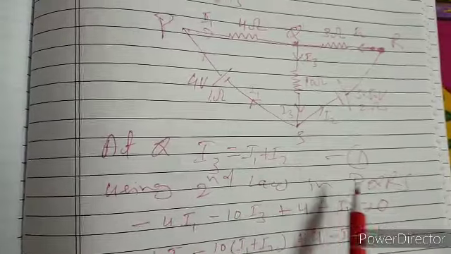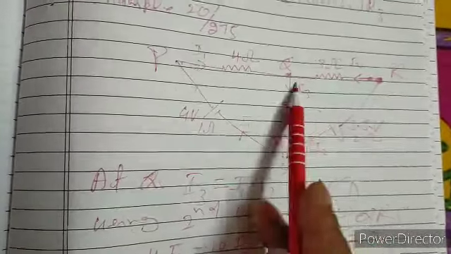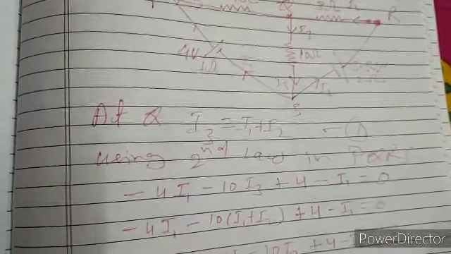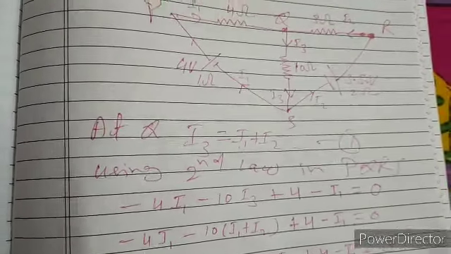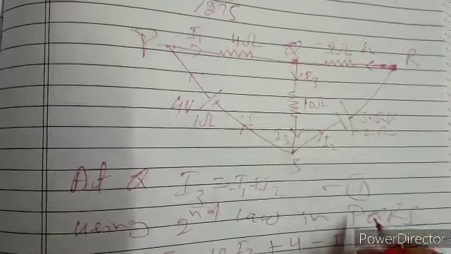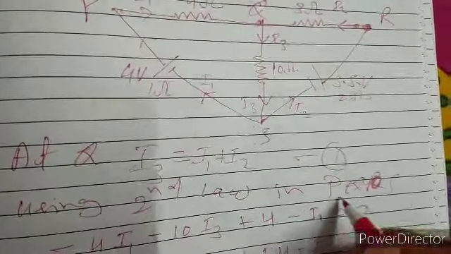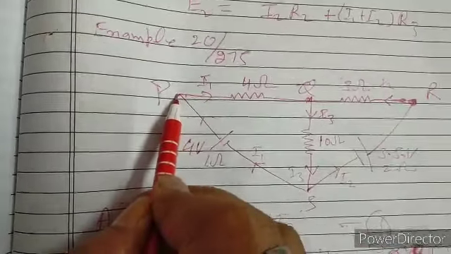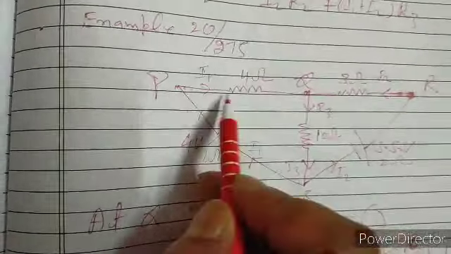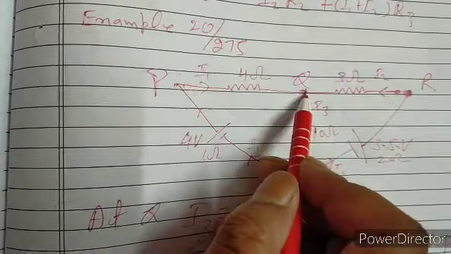Using the second law in PQRS, in this loop. No, actually this is loop PQSP, not RS. PQSP. Now I am starting from point P, moving clockwise, and we are going towards point Q.